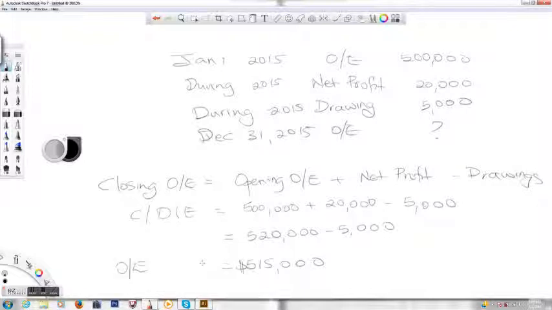So the owner's equity for December 31, 2015 would be 515,000, and this owner's equity will start the 2016 year for this company. And that's how you use this equation.